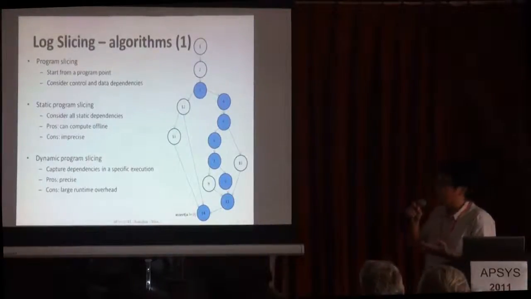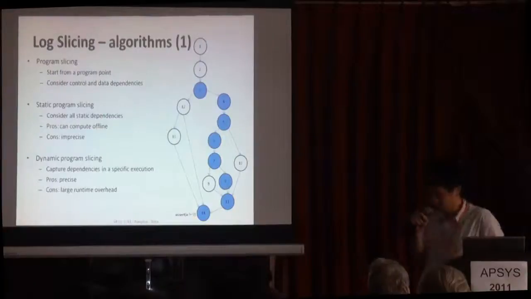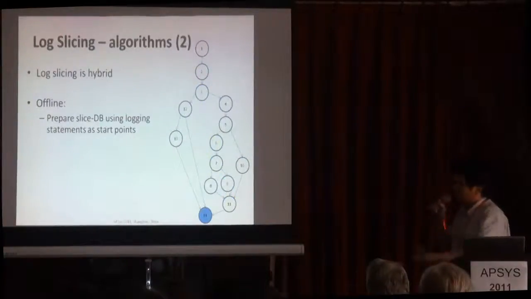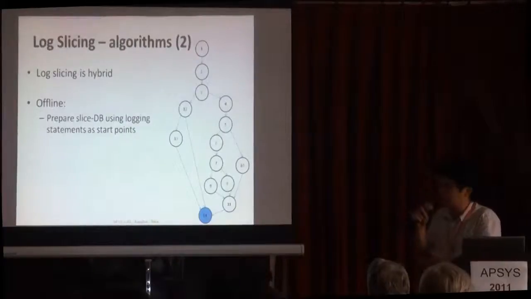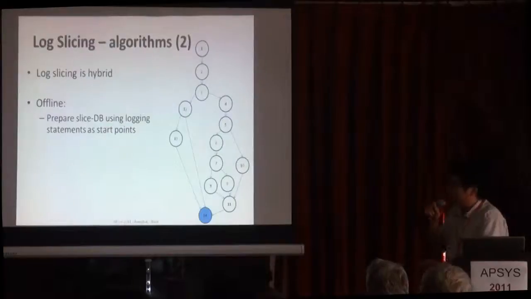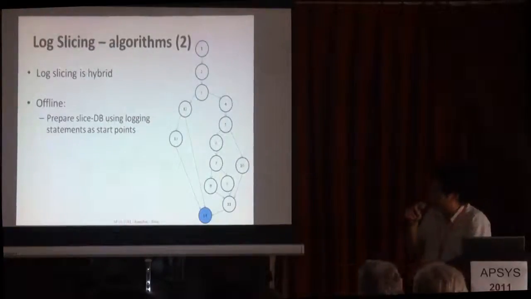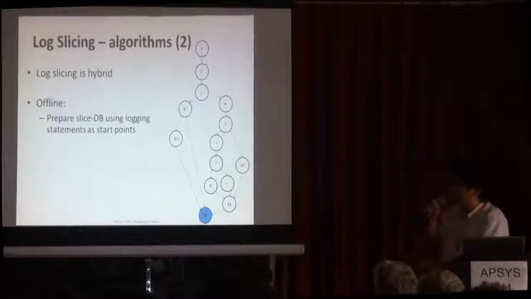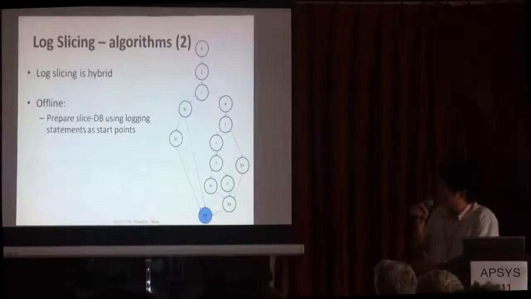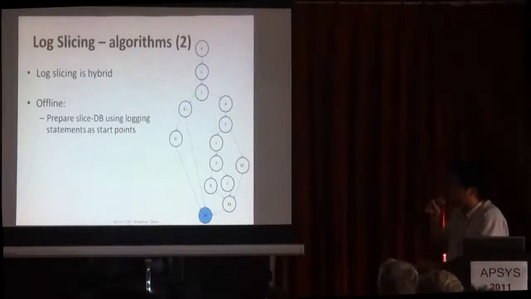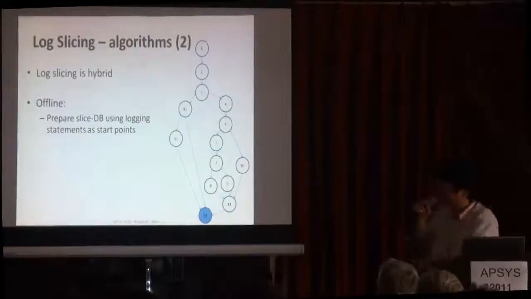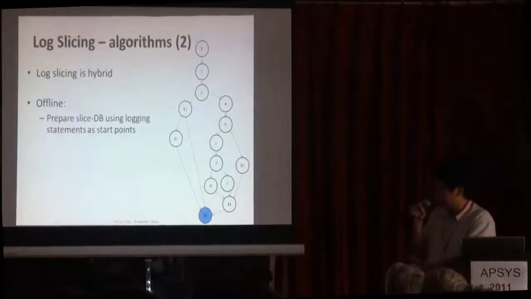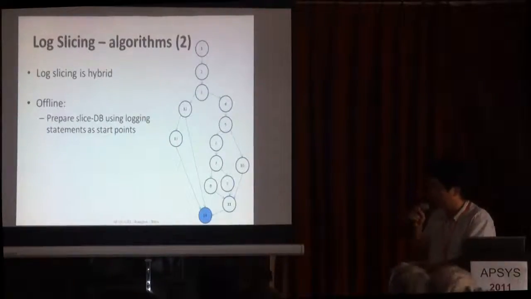So in log slicing, we want to combine the best of both sides. Log slicing is actually hybrid. That is, we use both static and dynamic information when we do log slicing. The static information mainly contains the static slices, which we prepare offline and store in a SliceDB. During this step, we use the existing logging statements as starting points. As for the dynamic information, we extract it from the printed logs. We do not do extra instrumentation of the program.